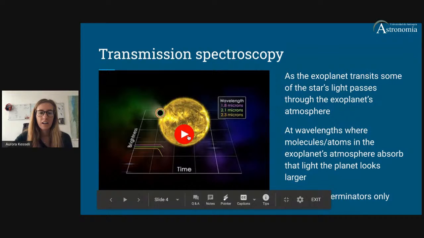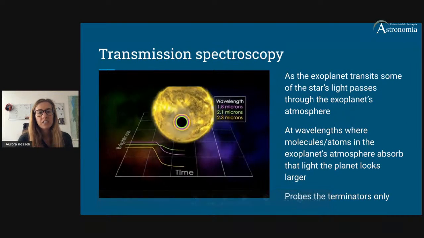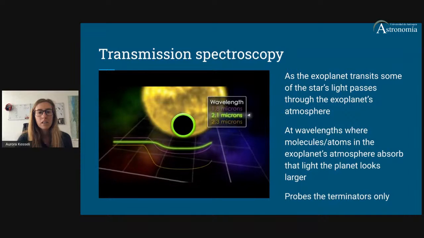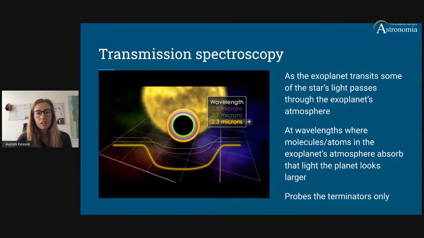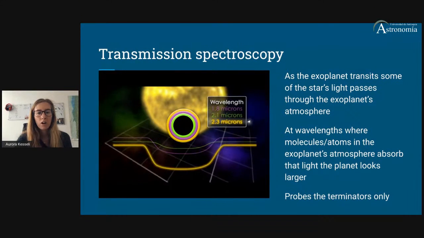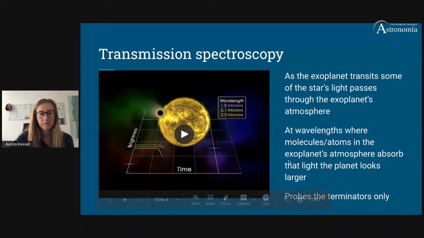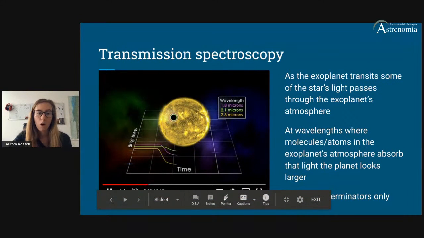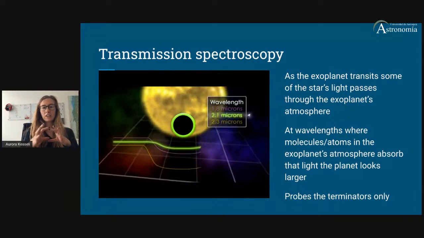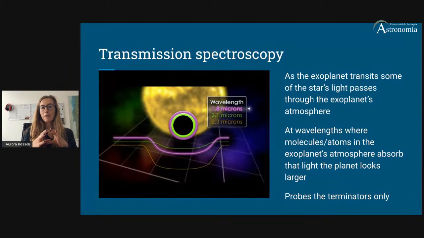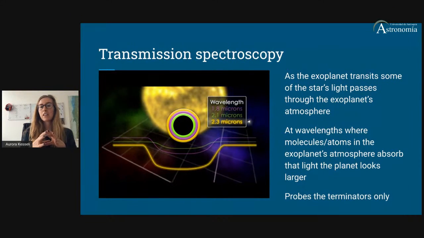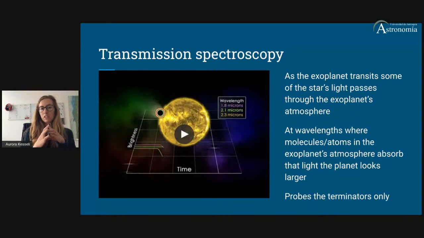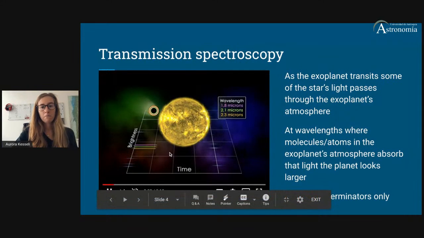Okay, I'm going to play that again and talk while it's going. So the planet transits, and you can see on the bottom they're showing the brightness. In green, they're showing that at 2.1 microns the transit depth is small. And so that means that at 2.1 microns, the atmosphere is pretty thin. It's only this very small green circle.